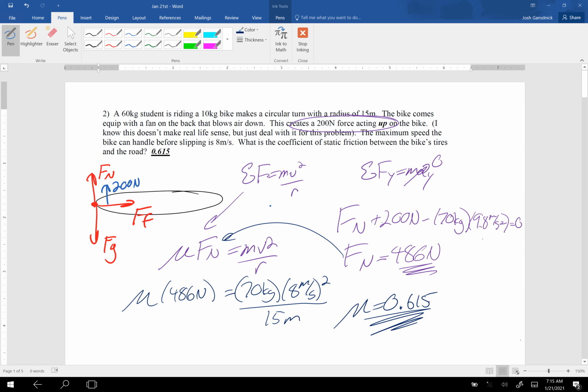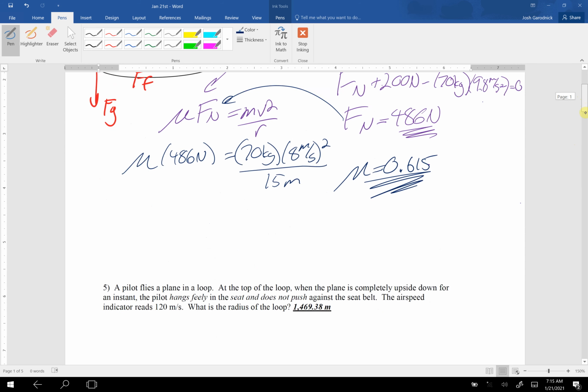And that's it. But some people in the past just didn't know what to do with that 200 newtons, or they made the 200 newtons the actual normal force, but they are completely separate forces. Some people memorize that you can cross out the mass or divide out the mass, but that's not always the case, which is why I want to bring this one up.